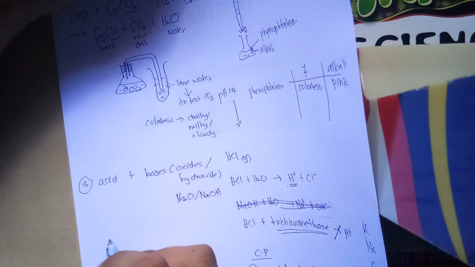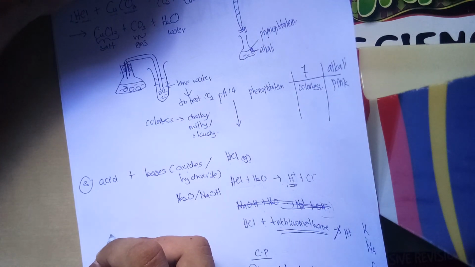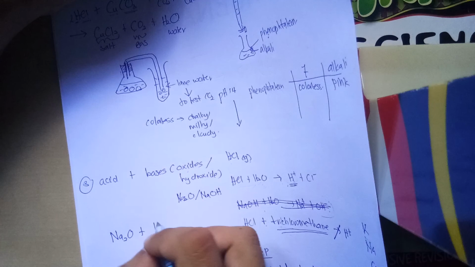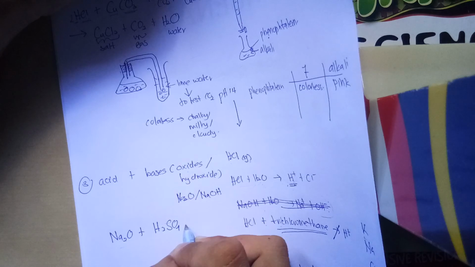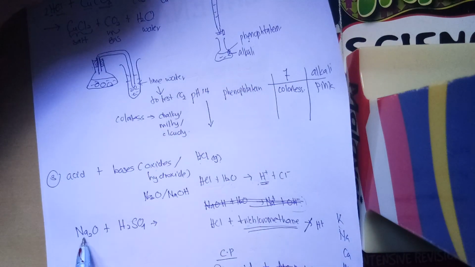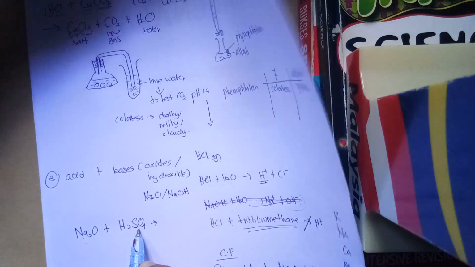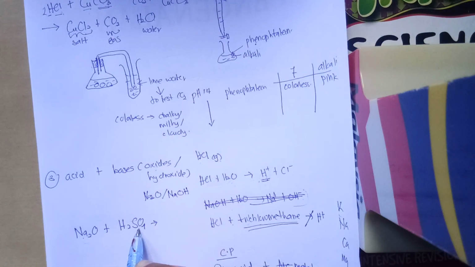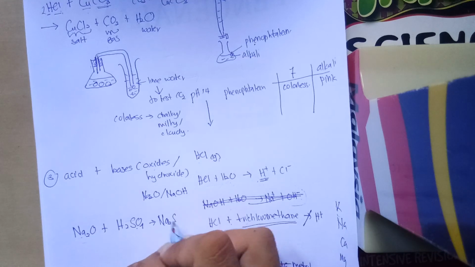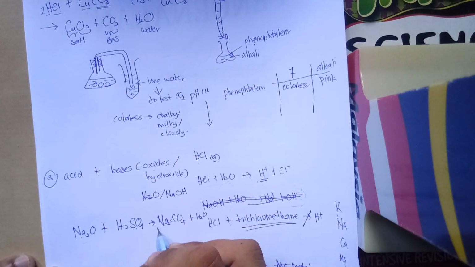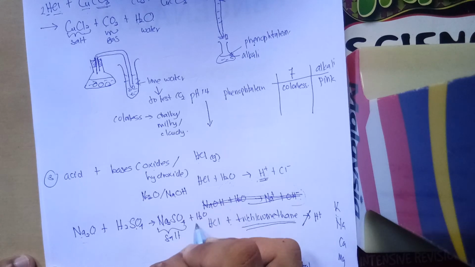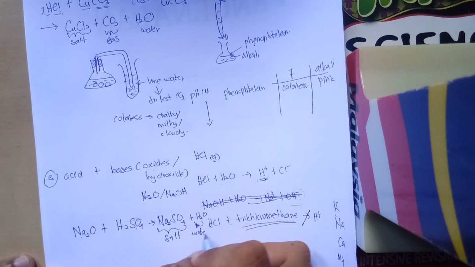For example, sodium oxide, which is your base, can react with sulfuric acid, your acid. They produce sodium, and of course it will take sulfate because of the different charges. If you do the cross multiplication, you will get Na2SO4. Hydrogen and O will combine and become H2O. So what do you see here? They produce salt and they produce water.